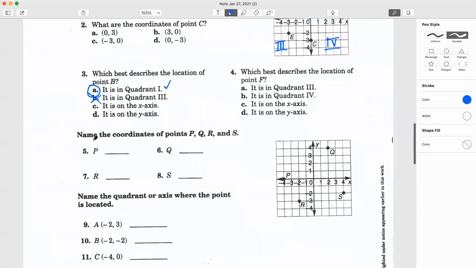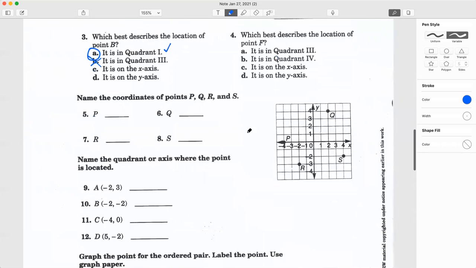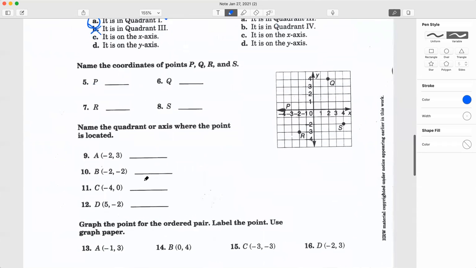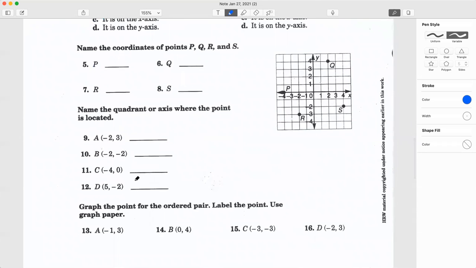All right, and then we're going to be naming some coordinates like we did earlier in the lesson, and the rest should be pretty self-explanatory. Don't forget that there will be a Delta Math activity to go with this lesson that is going to be graded as well. So good luck with that.